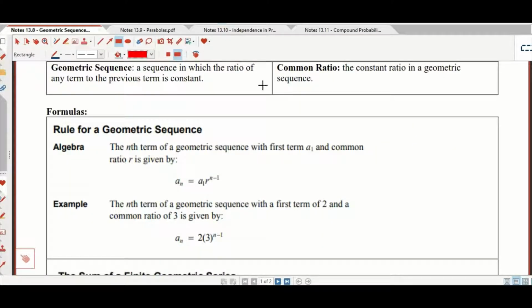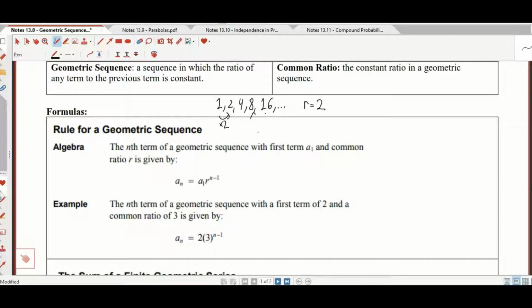That is, for example, 1, 2, 4, 8, 16 has a common ratio of 2 because each one of these is double. That is, each term divided by 2 gives us the previous term, or if you prefer, each term times 2, the common ratio, gives us the next one.